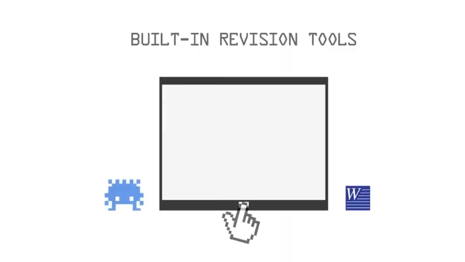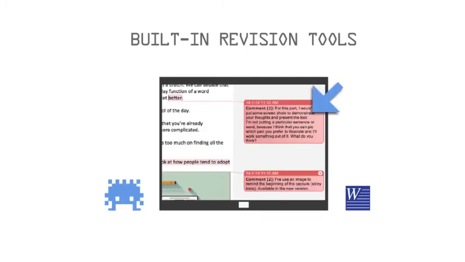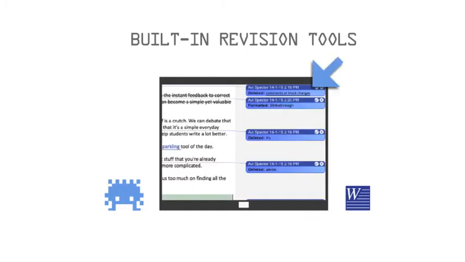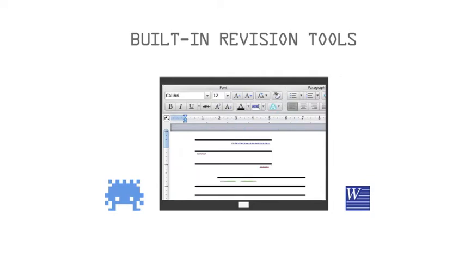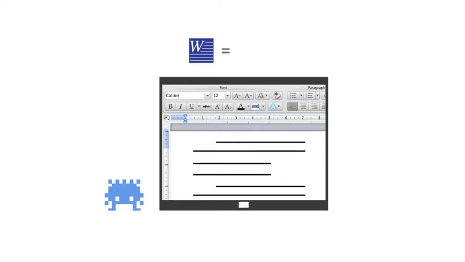There's also the built-in revision tools that a lot of people tend to skip over. You can do a lot of neat stuff like add comments or track changes for student feedback. Even those red, green, and blue squiggles that appear when a student is writing a document can give them the instant feedback to correct their own mistakes. And in turn, the word processor can become a simple yet valuable learning tool.